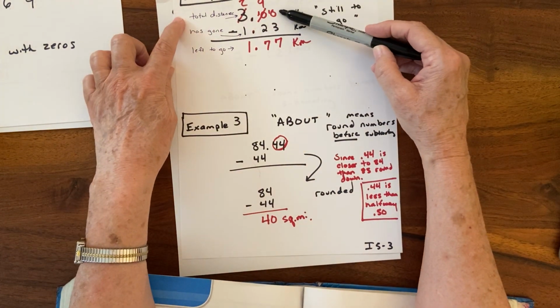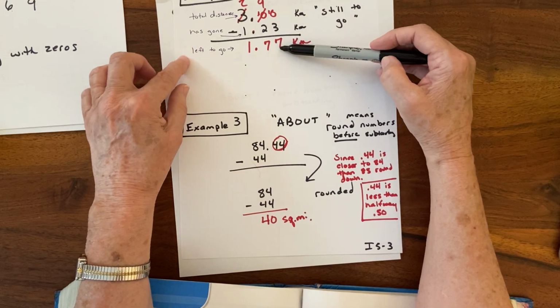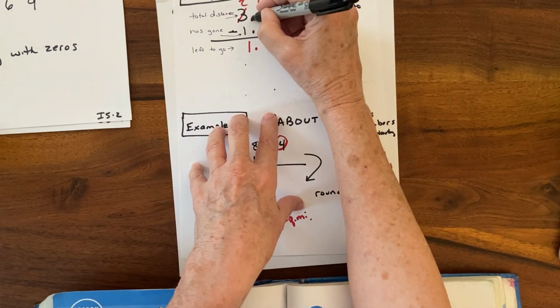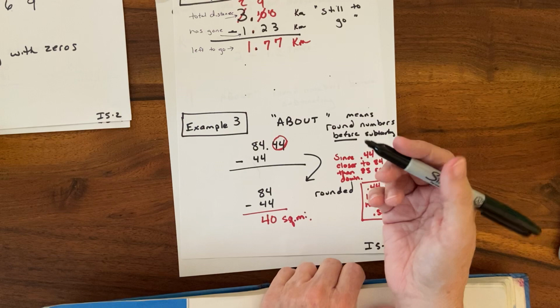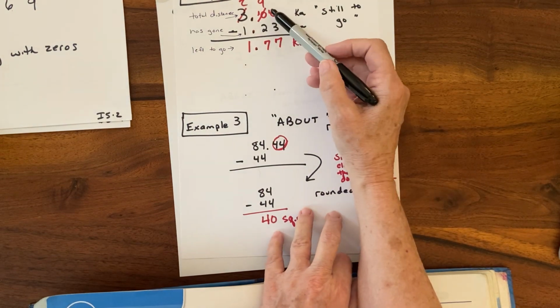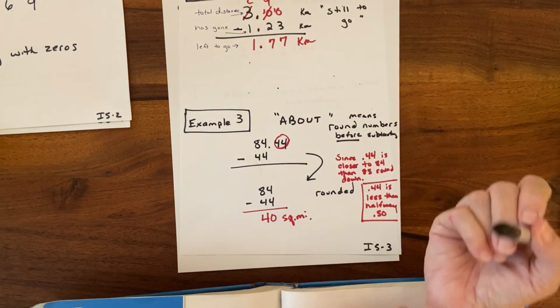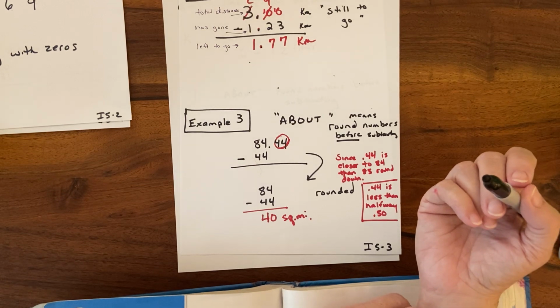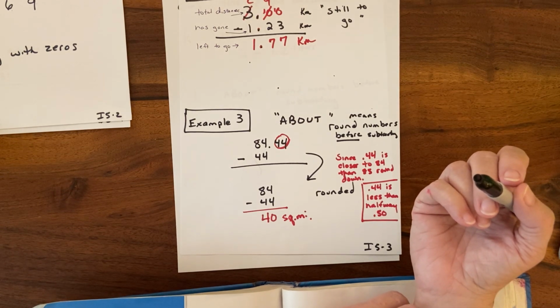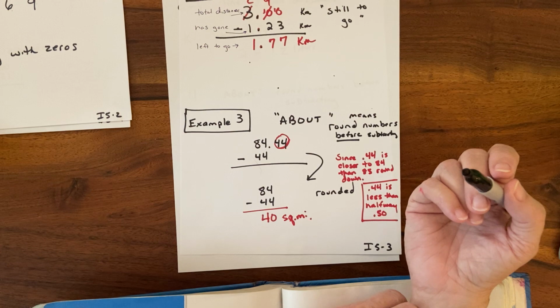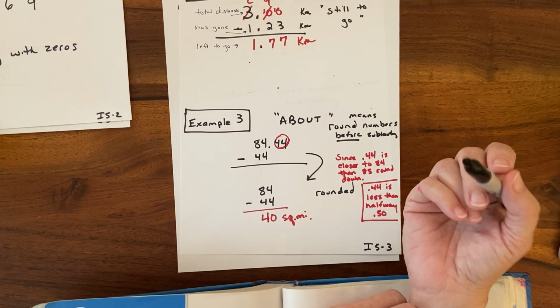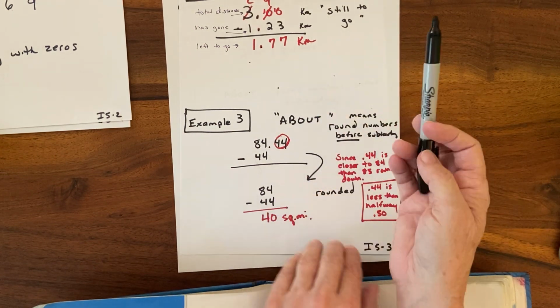So here's my total distance, how far she's gone, what's left to go. Put my decimals in, line them up, and forget about them, okay? Do my borrowing, and I get 177 hundredths. 1.77, 1 and 77 hundredths, sorry about that, kilometers still to go. Okay?